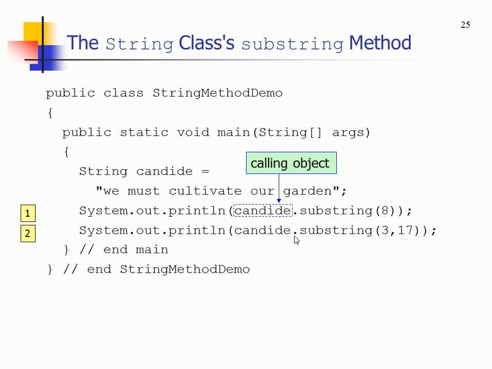Now the next one says starting in position 3, go to the ending after it. So in other words, 16. I know it sucks. I don't know why they did that, but we've got to live with it. So 0, 1, 2, 3. So we start with must. 4, 5, 6, 7, 8, 9, 10, 11, 12, 13, 14, 15, 16. So we get must cultivate.